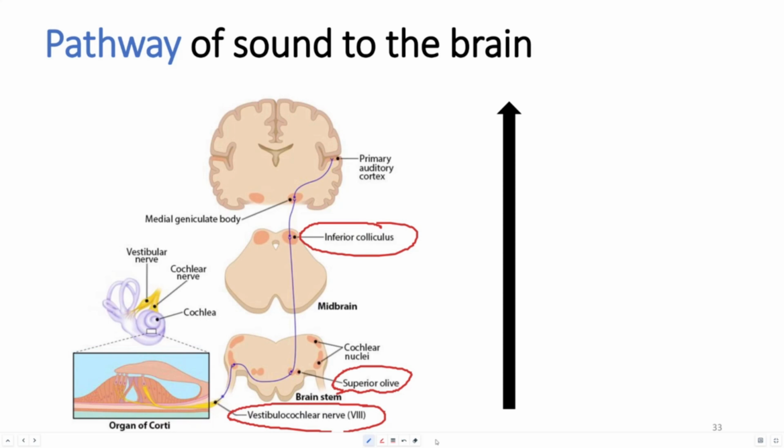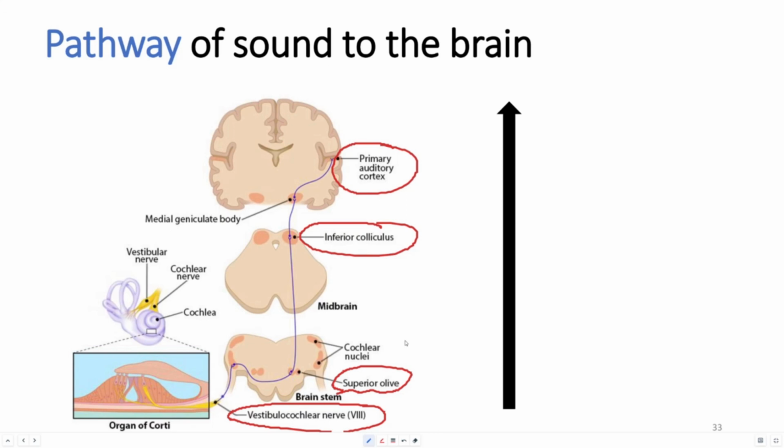And nerve signals are then transmitted to the medial geniculate nucleus of the thalamus for processing and filtering. Eventually, these nerve signals are transmitted to the primary auditory cortex inside the temporal lobe. And this is where the final processing and perception is conducted.